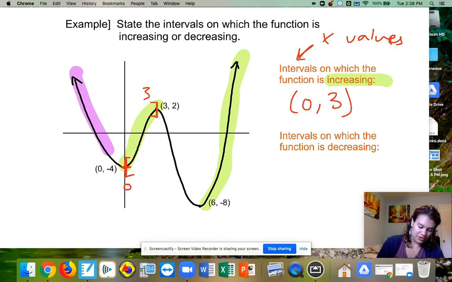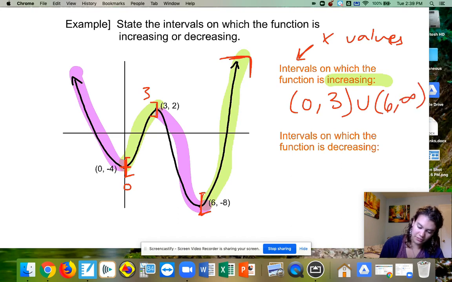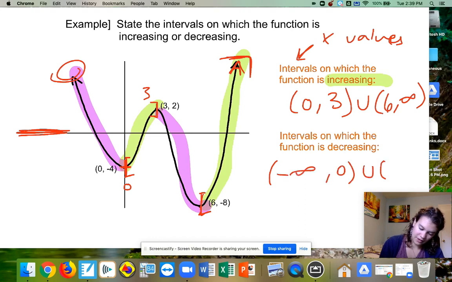If we then look for decreasing, that's where you're going down. So it's those chunks. Oh, I forgot the second part of our increasing. Go back to that. It is this right here, so we are union with 6 to infinity because we keep going on with that arrow. So our interval of decreasing, we're coming from over here, this negative x value, so from negative infinity, we stop at 0, and then we start again at 3 and end at 6. So those would be your intervals.